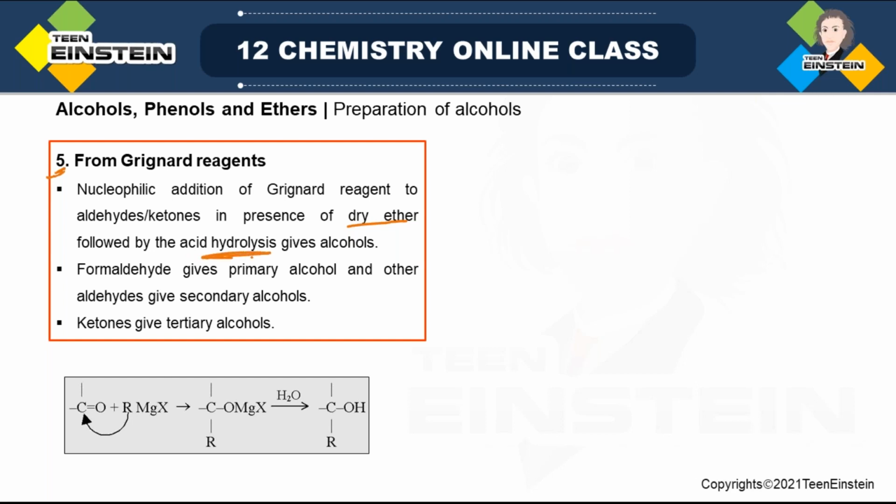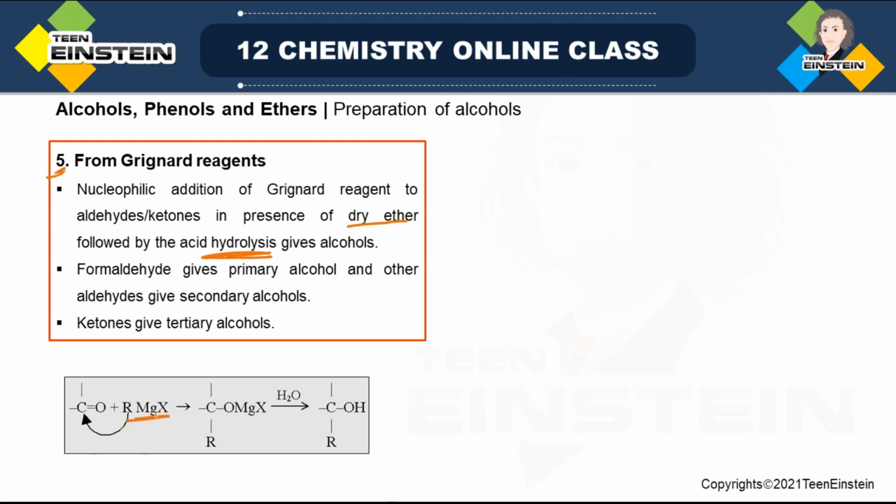And followed by acid hydrolysis. So once the initial nucleophilic attack of Grignard reagent to aldehyde or ketone is done, after that, finally you have to do acid hydrolysis and then you can use water. But the first step is in dry solvent. Second step, acid hydrolysis. Okay, I'm going to the 2 points before that.